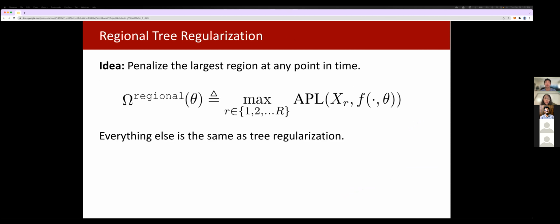But the simple extension of tree regularization is to penalize the largest region at any point in time. So instead of just treating the average path length as a regularization, I separately train a decision tree for every single region upfront, and I penalize the maximum. And I think a good question might be, why not penalize the sum instead of the max? The sum seems the most reasonable. And that's certainly what we started with as well.